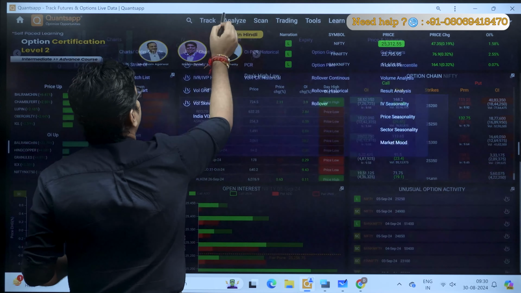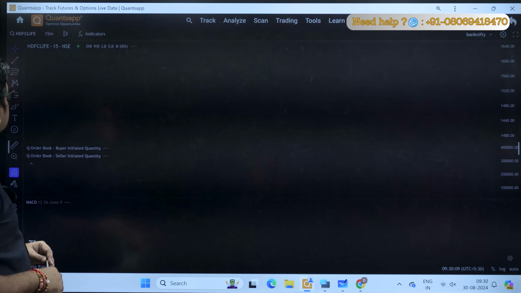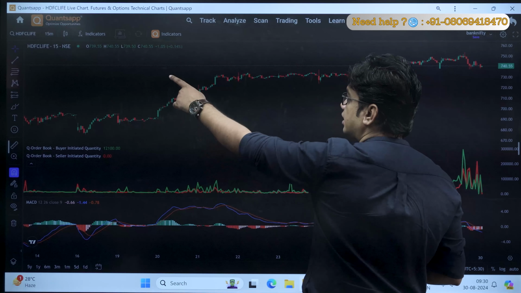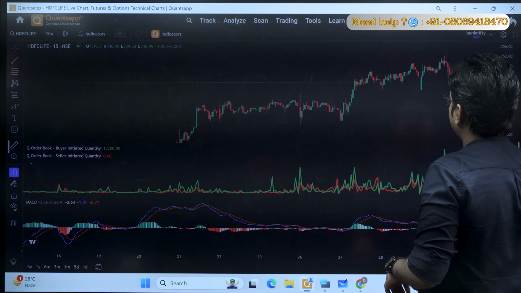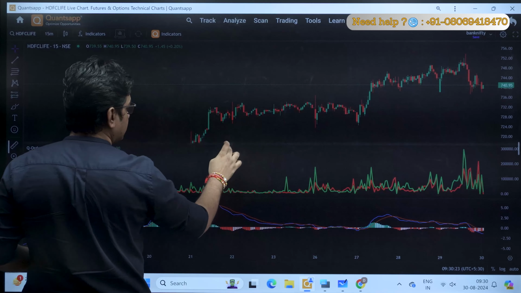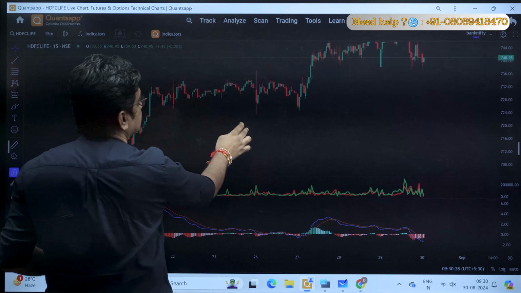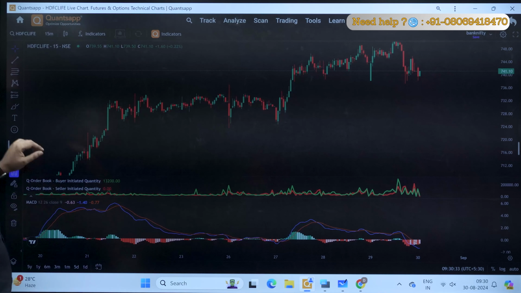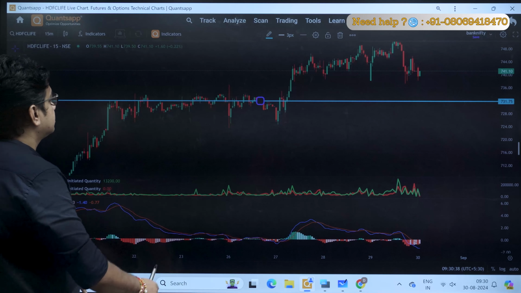So I'll go to analyze, I'll select chart order and trade. Here I am looking at HDFC Life. Now let me show you. HDFC Life. Now here you can see the resistance over here. This is the resistance.